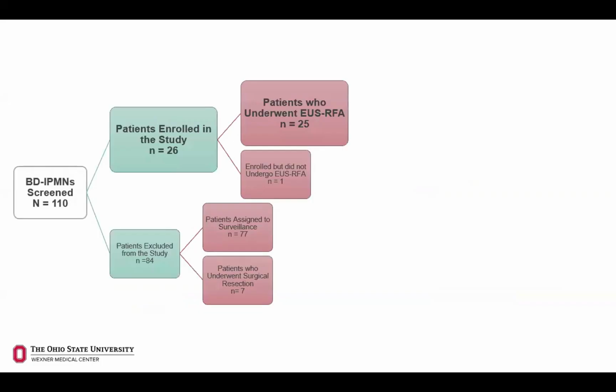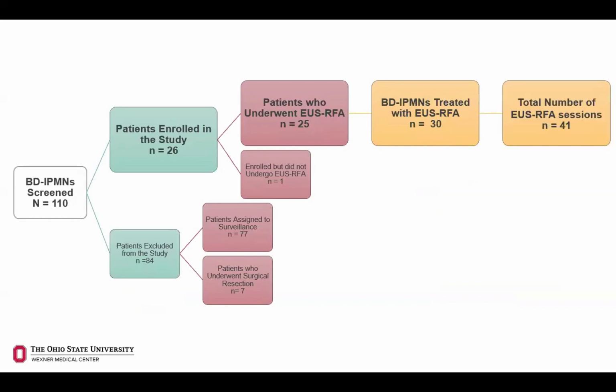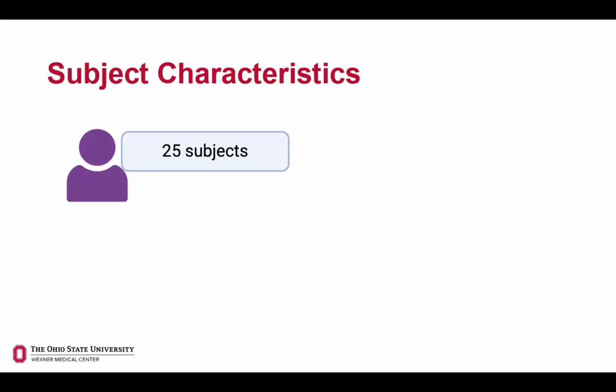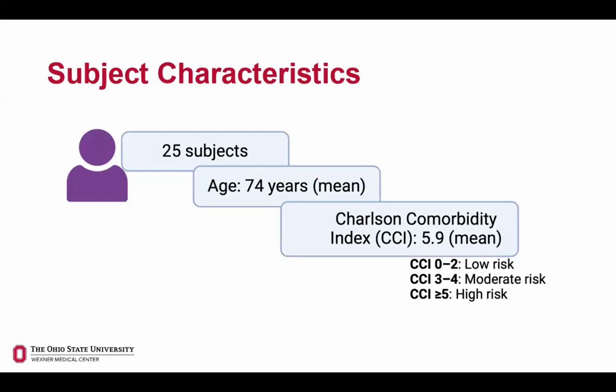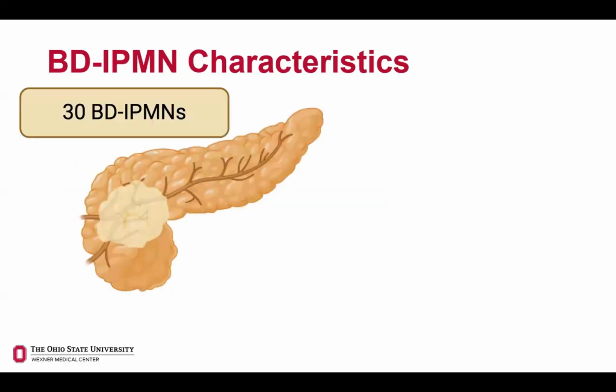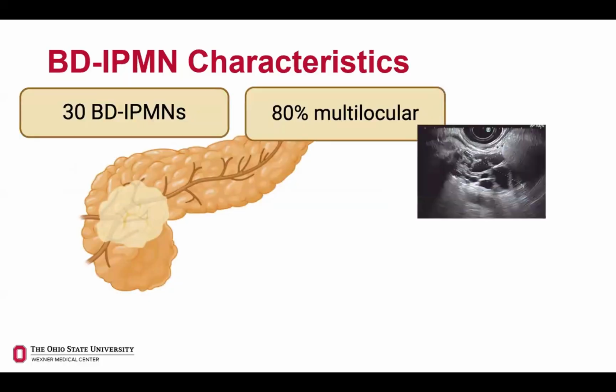So in this study, we screened 110 patients, and then 25 patients underwent RFA. In these 25 patients, there were 30 branch duct IPMNs, and the 30 IPMNs underwent a total of 41 RFA ablation sessions. In terms of subjects, 25 subjects, and the mean age was 74 years. If you look at the comorbidity burden, the mean Charlson comorbidity index was 5.9, indicating they were high risk for surgical procedures. In terms of cyst characteristics, of 30 branch duct IPMNs, 80% were multilocular.